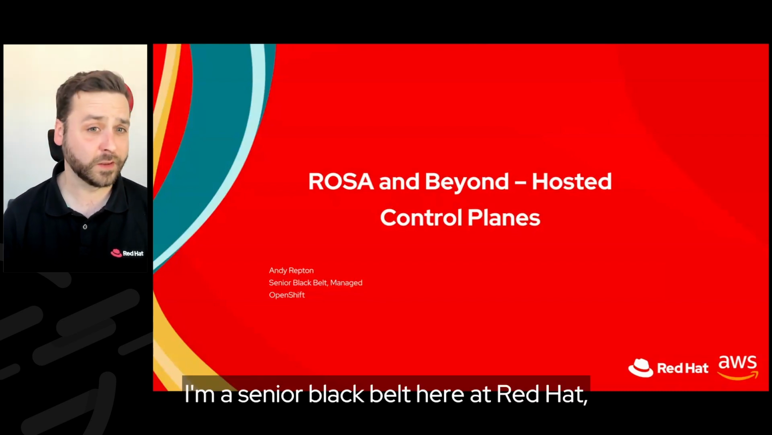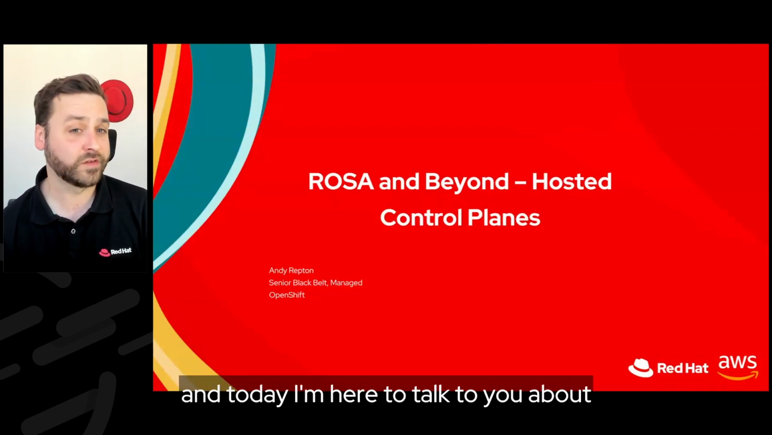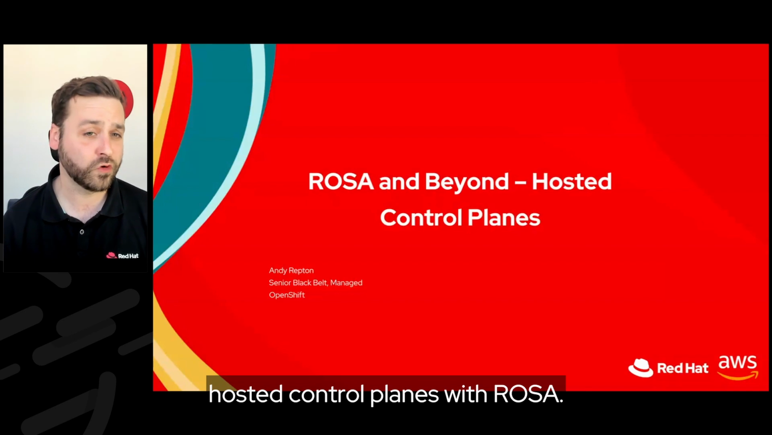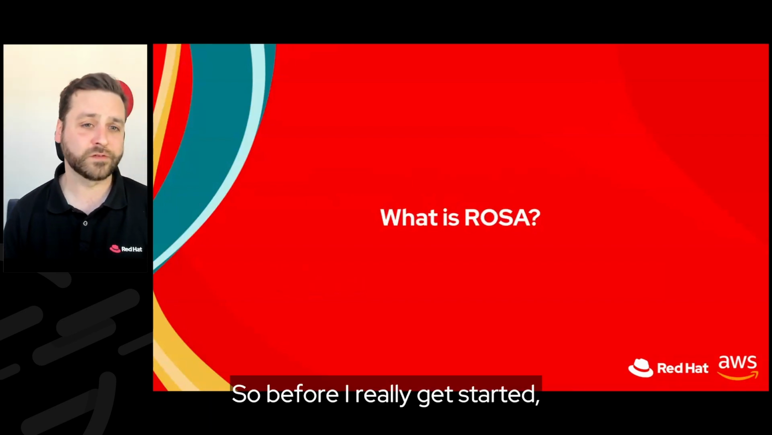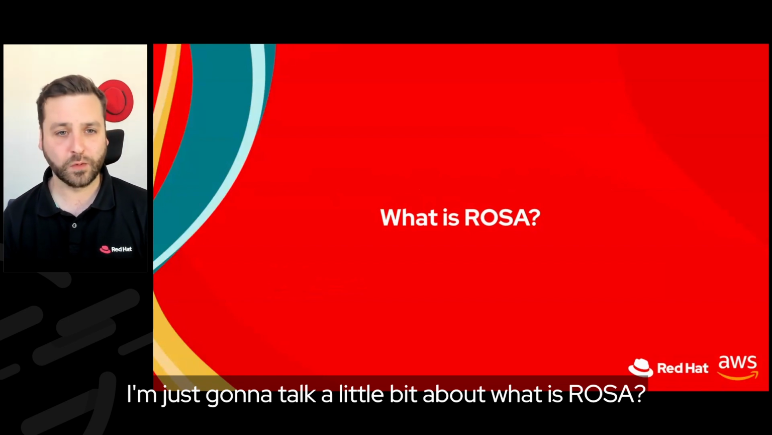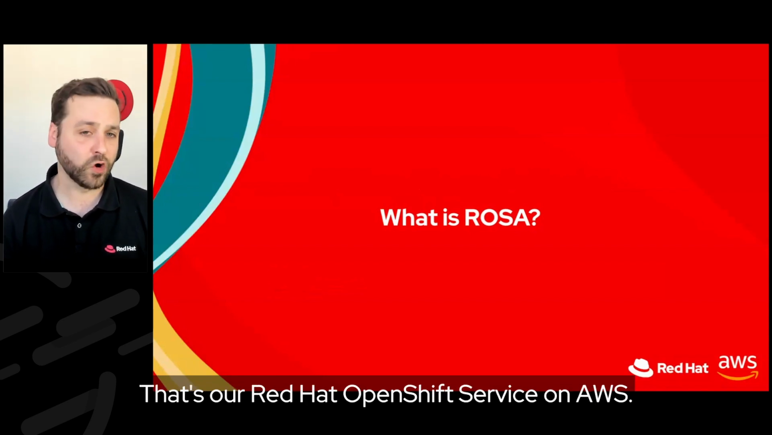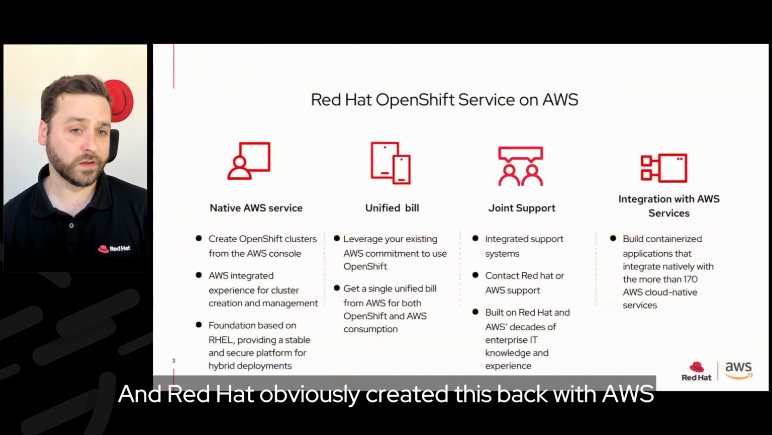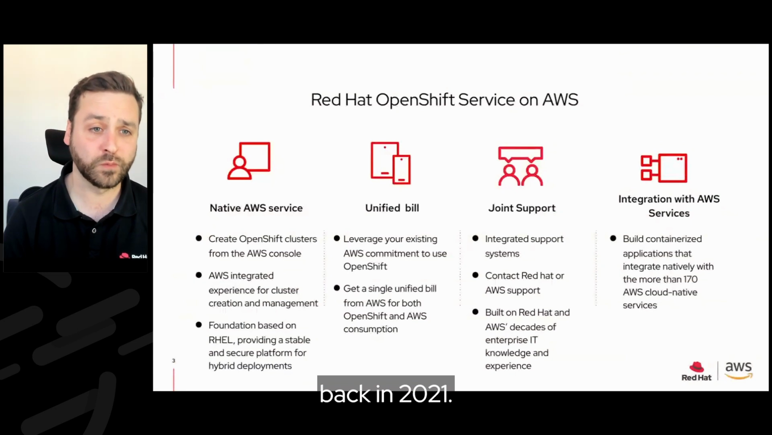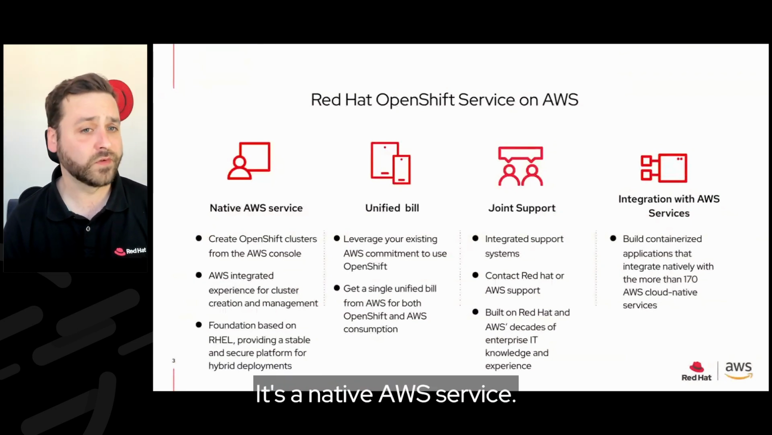I'm a senior black belt here at Red Hat, and today I'm here to talk to you about hosted control planes with ROSA. Before I really get started, I'm just going to talk a little bit about what ROSA is. That's our Red Hat OpenShift Service on AWS. Red Hat created this with AWS back in 2021. It's a native AWS service.